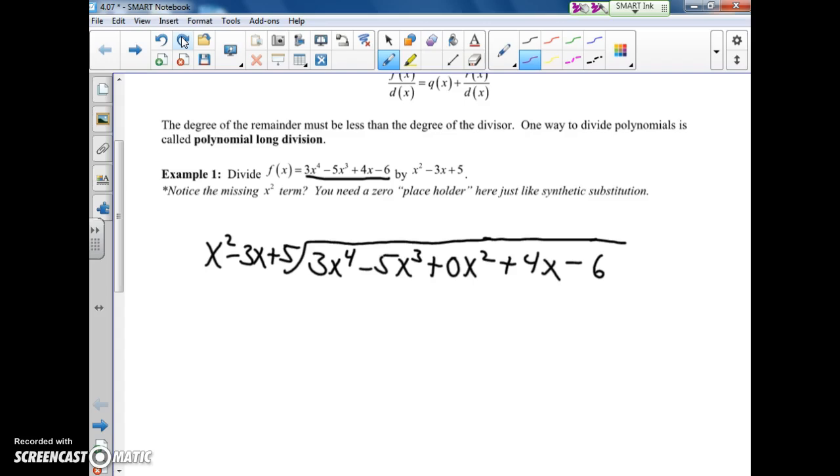Now watch what I'm going to do. It's very visual. Does everybody have this on their paper? Now watch. x squared times what is 3x to the fourth? 3x squared is correct. You're going to write 3x squared up here.